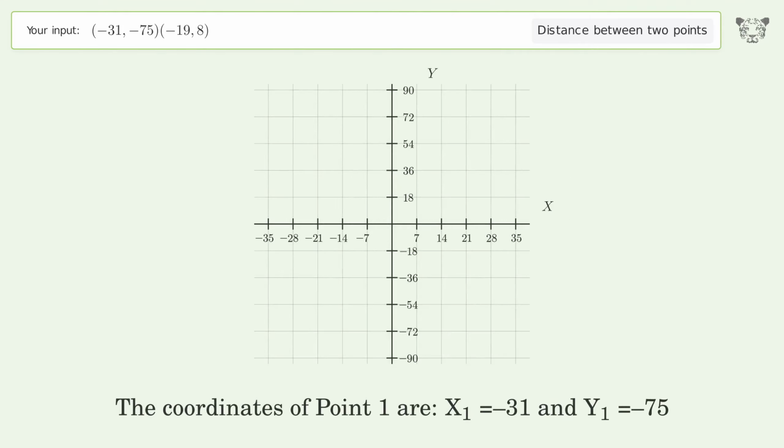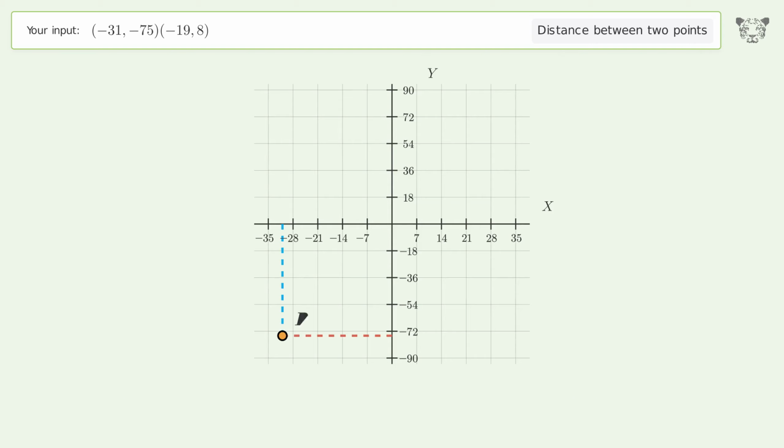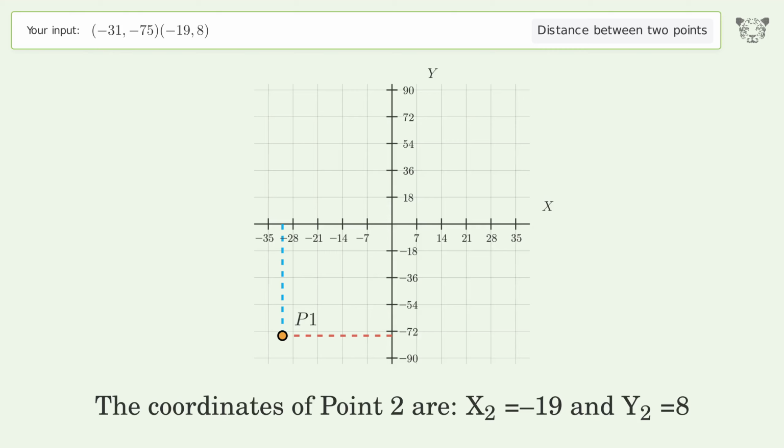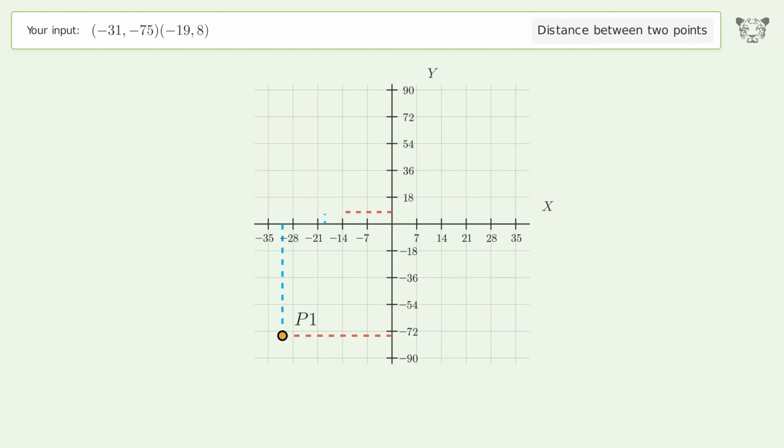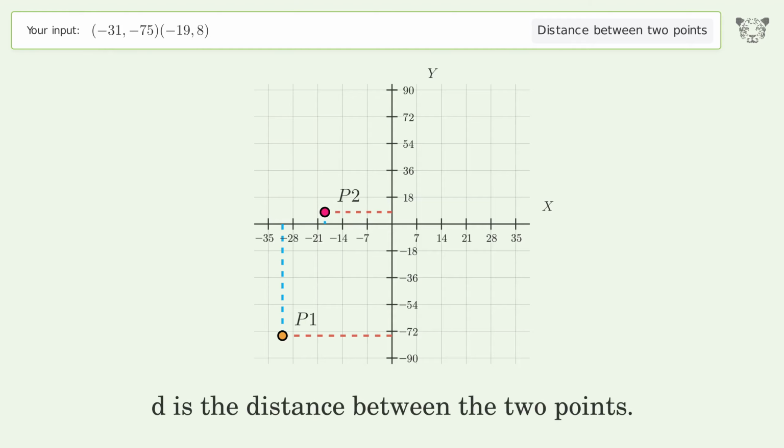The coordinates of point 1 are, x1 equals -31 and y1 equals -75. The coordinates of point 2 are, x2 equals -19 and y2 equals 8. D is the distance between the 2 points.